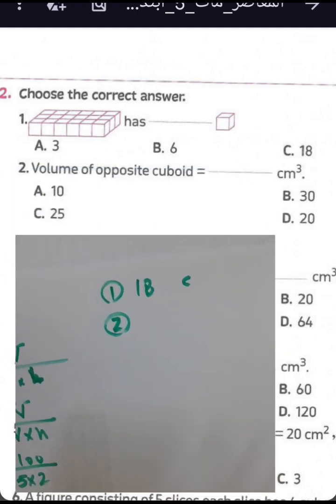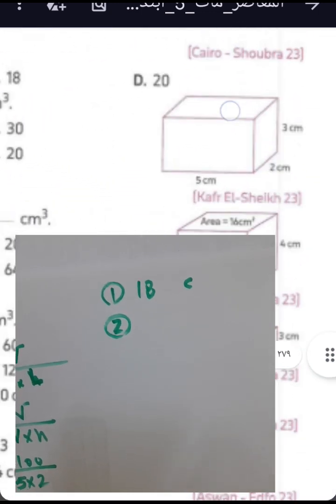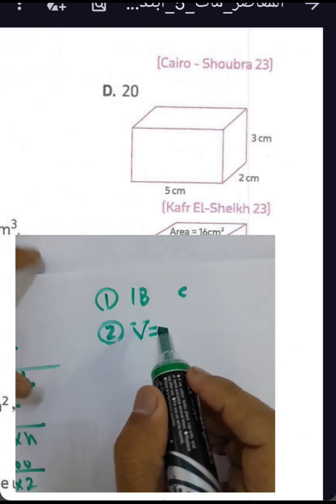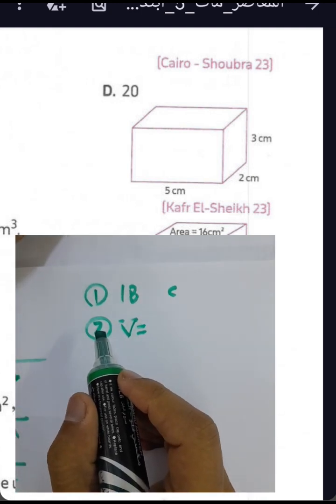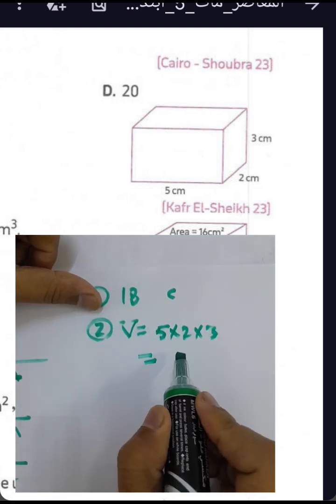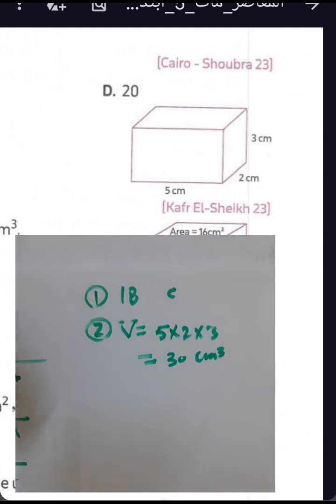Question number 2. The volume of the opposite cuboid. We can write the volume as length times width times height. Length here is 5, so 5 times 2 times 3. 5 times 2 equals 10, 10 times 3 equals 30. 30 cubic centimeters.